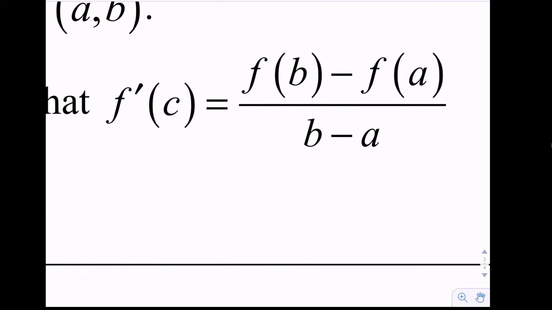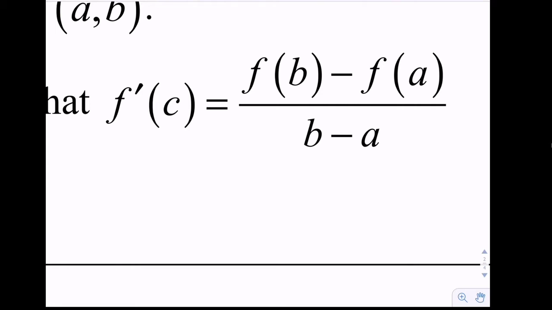Oh, I see what you're doing there, Lagrange. You're saying that there has to be an x value somewhere between the open interval where the instantaneous rate of change, f prime of c, equals the average rate of change. Oh, I got it. Average rate of change, average value theorem, mean value theorem. I get it.